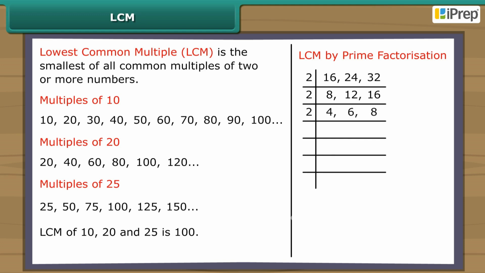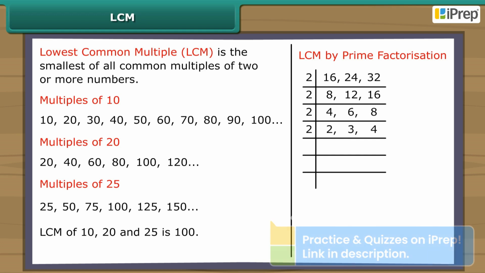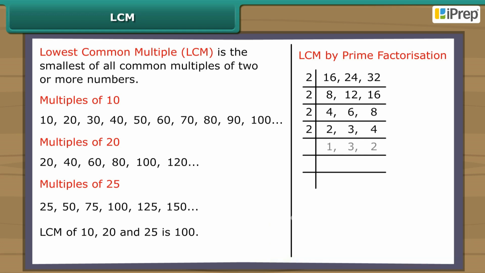Let us start with the smallest prime factor that divides at least one of the three numbers. 2 is the smallest prime number that divides 16, 24 and 32. Let us continue to divide the quotients by 2 four more times till it is not possible to divide any quotient by 2. The next smallest prime factor that divides one of the quotients 1, 3 and 1 is 3.